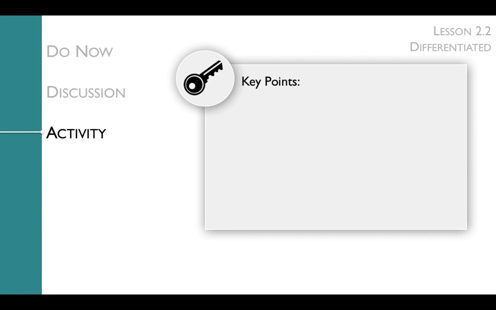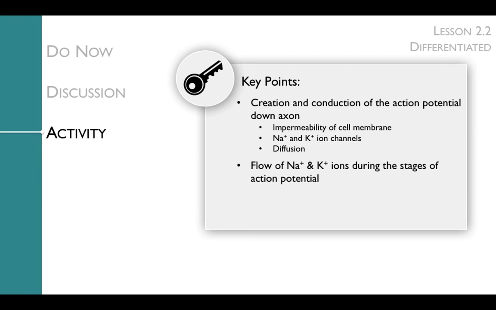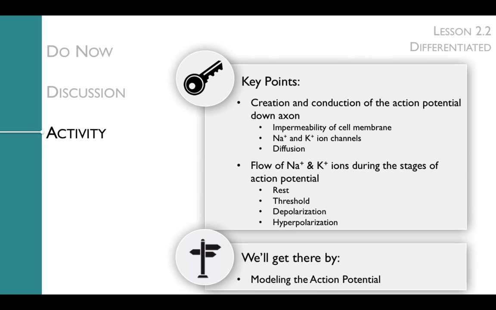The key points of the activity are to demonstrate the creation and conduction of the action potential down the axon and review the forces that govern that process, including the impermeability of the cell membrane, sodium-potassium ion channels, and diffusion. To review the flow of sodium and potassium ions during the stages of the action potential, including at rest, getting to threshold, depolarization and hyperpolarization, and then again returning to rest. We'll get to these key points by modeling the action potential.